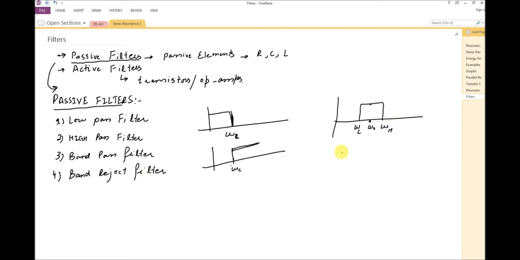And for the band reject filter, again we have two frequencies, lower and upper cutoff frequencies, but it will allow signals with frequencies lower than the lower cutoff frequency and frequency values greater than the higher cutoff frequency. All the signal values within the bandwidth between omega L and omega H will not have any output and will be filtered out. So this is the band reject filter. This is the band pass filter, low pass filter and high pass filter.